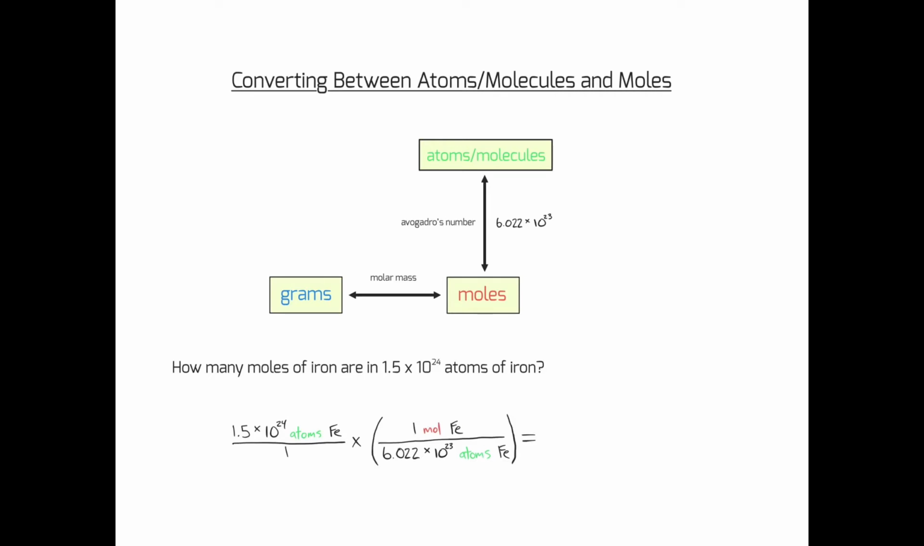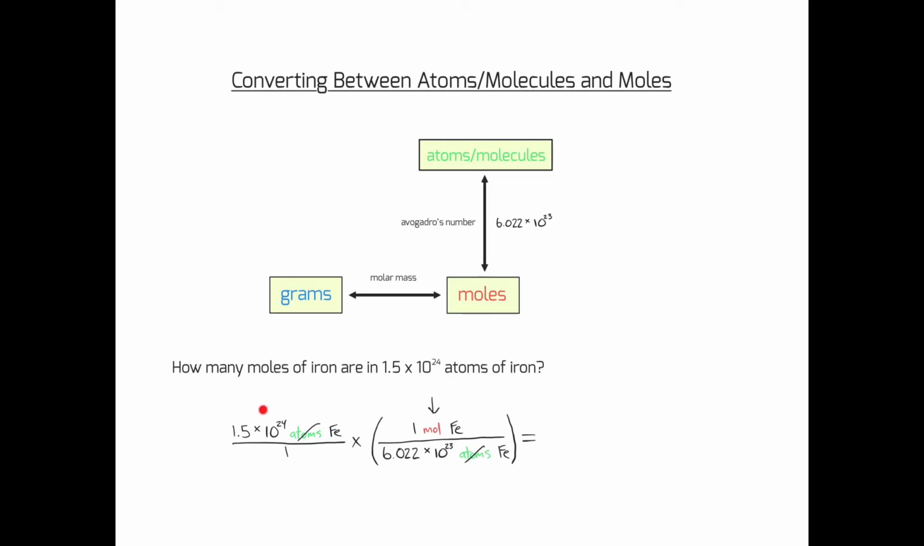So we still have 6.022 times 10 to the 23rd atoms of iron per 1 mole of iron, but we flipped our equation and now atoms are on bottom, and now these atoms on bottom can cancel with these atoms on top. So these atoms cancel with these atoms, and we're left with moles of iron. And because moles of iron is what we're looking for, we can do this calculation now.